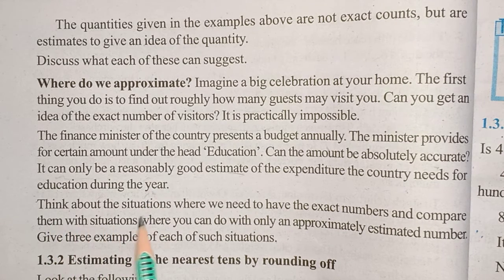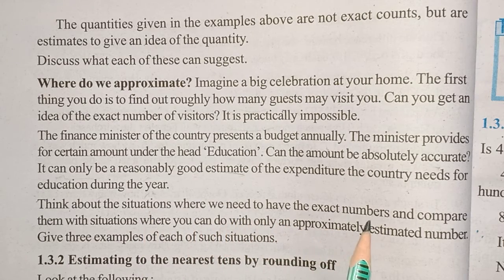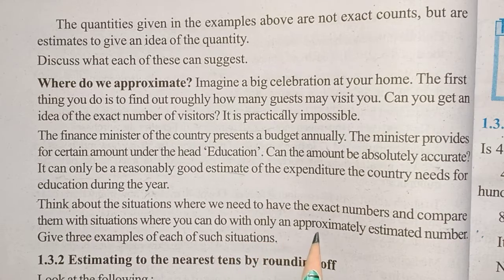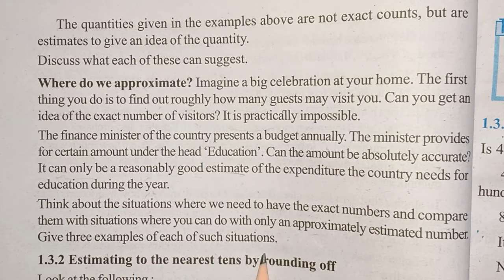Think about the situations where we need to have the exact numbers and compare them with situations where you can do with only an approximately estimated number. Give 3 examples of each of such situations.